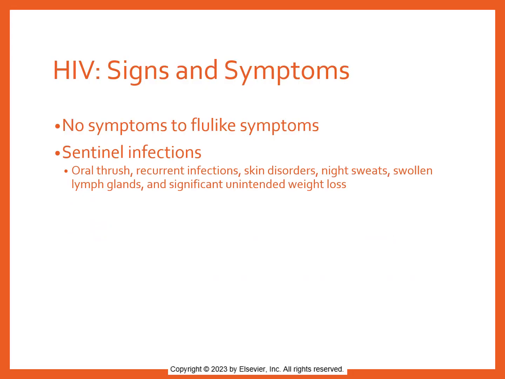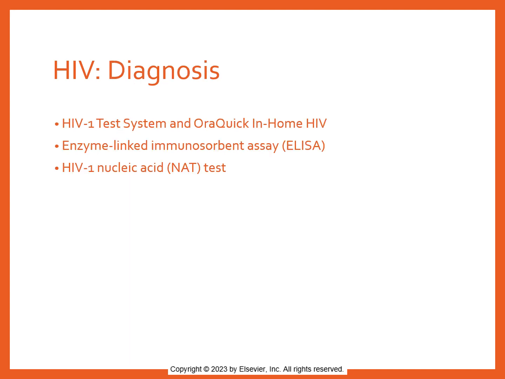HIV has variable clinical presentations and latent periods without obvious symptoms. Often the initial signs and symptoms of infection are similar to the flu. This would include fever, fatigue, diarrhea, and a loss of appetite. These symptoms can be ignored until the immune system begins to fail. This can be evidenced by the symptoms related to OIs. These would be considered sentinel infections, such as oral thrush, recurrent infections, skin disorders, night sweats, swollen lymph glands, and significant unintended weight loss. It is usually at this point that a person will seek health care.